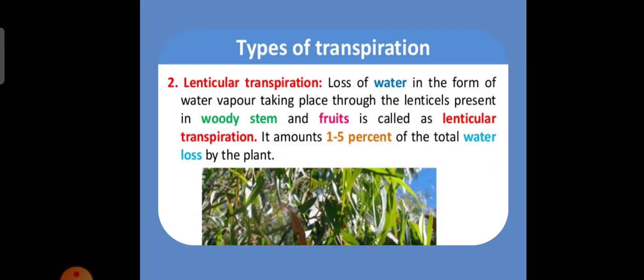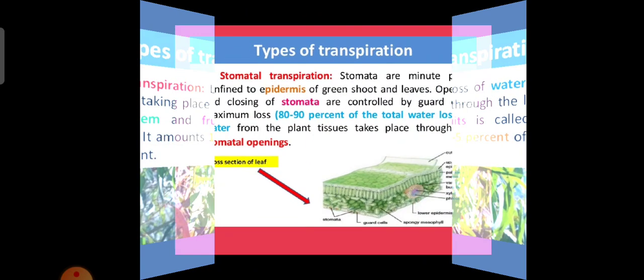Lenticular transpiration: loss of water in the form of water vapors taking place through the lenticels. These lenticels are present in woody stems and fruits. That transpiration is known as lenticular transpiration. 1 to 5% of the total water is lost by the plant in this transpiration.